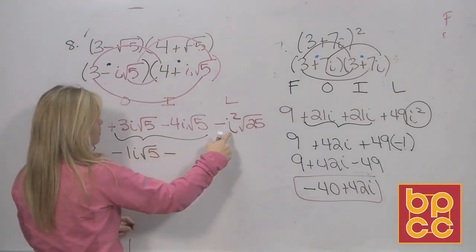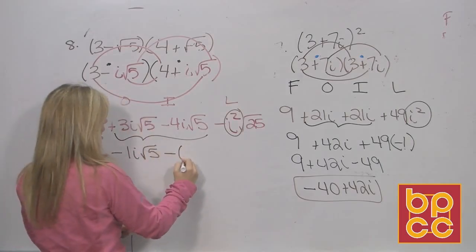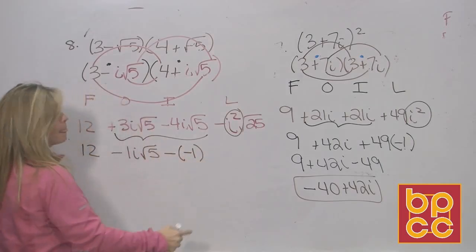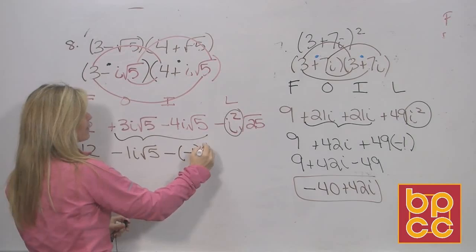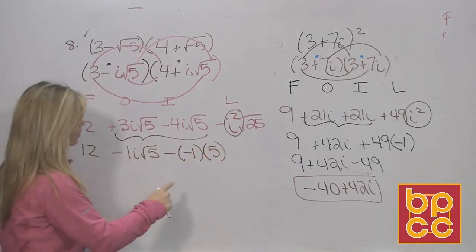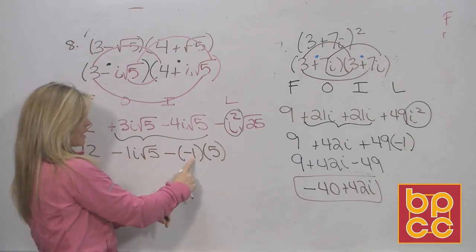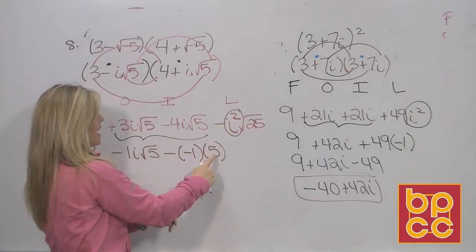We have minus, but wait a minute. What do we learn about i squared? Very good. i squared is negative 1. What do we know about the square root of 25? Very good. That's the number 5. So right here, you bring down the minus. i squared gets replaced with negative 1. And we know the square root of 25 is 5.